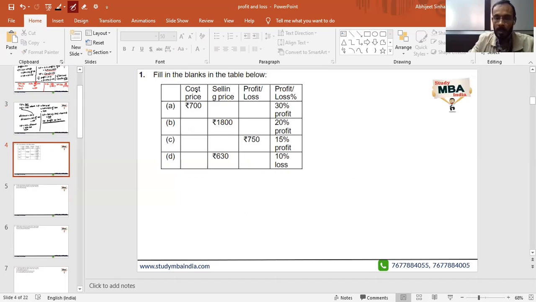Okay, now we'll do some examples as you solved earlier also. In this one, the cost price is given as 700, and the profit percentage is given as 30%. We need to calculate the profit value as well as the selling price. At first, tell me what will be the profit, because if we know the profit, then we add cost price and profit to get the selling price, right? So first of all, tell me what will be the profit value.